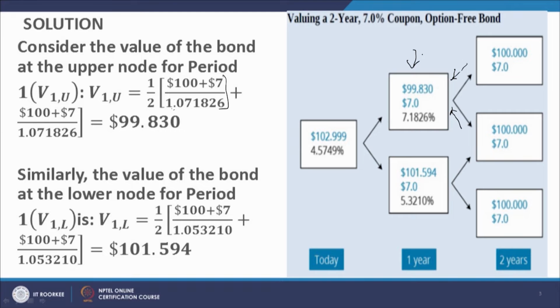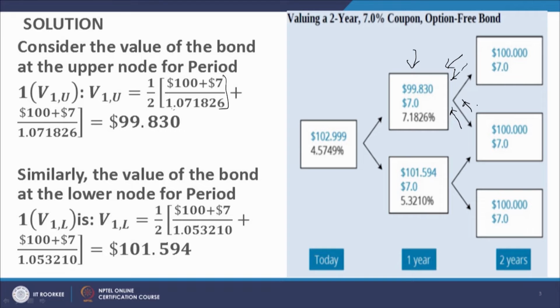One way is along this path that I have already earmarked, and the second is this particular path. So, there are two paths by which I can reach from t equal to 2 to t equal to 1 upper node, and in the first case we are discounting 107 at 7.1826%, and in the second case also, if you look at it carefully, that is an interesting feature of this tree.